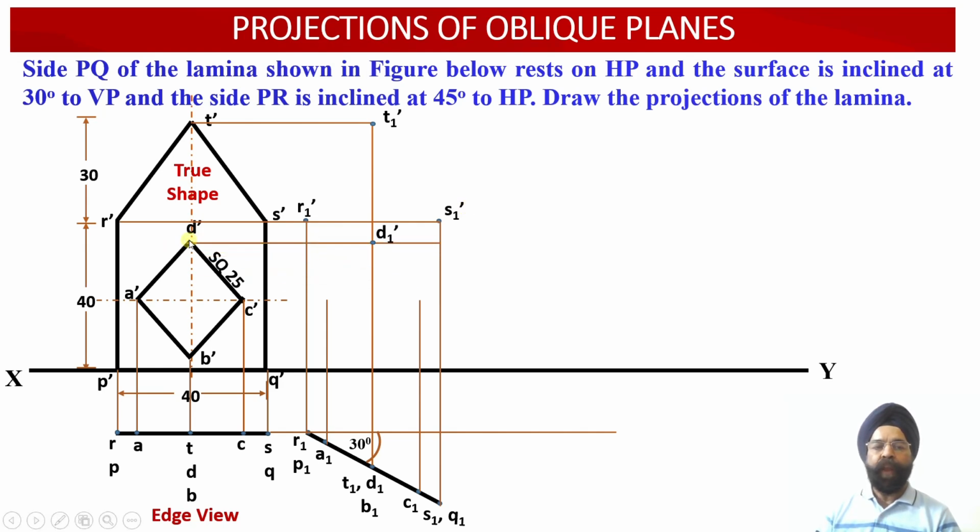Next, we have got point D1 dash over here. So this D1 dash point has been obtained as a result of the intersection of these two projection lines. So the first vertical projection line is drawn through the point D1.